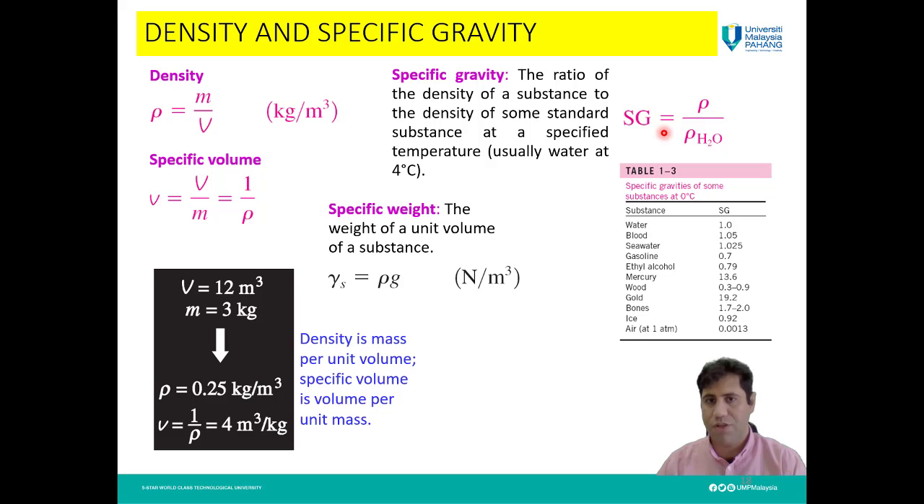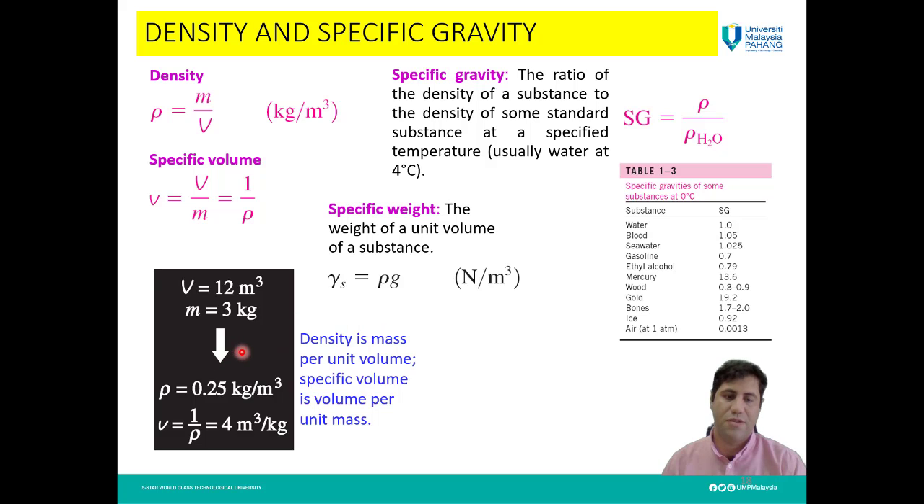This specific gravity is important because then we can compare different materials in terms of gravity, or we can eliminate the density from our calculation and just use the specific gravity of different materials. Later we will see how we can use this specific gravity. And specific weight is the weight of a unit volume of a substance. We show that by gamma sub s, which is equal to density times gravitational acceleration on Earth, or at sea level actually. So the weight of a unit volume of a substance is the specific weight.